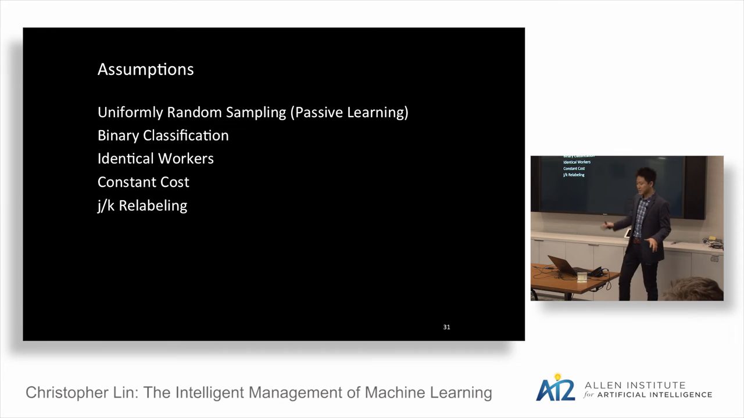But first of all, I want to make clear what the assumptions we're making are. So we're going to be doing uniformly random sampling, which means that we're doing passive learning. We're not going to be intelligently picking which examples to label. We're doing binary classification tasks. All our workers will be identical. They all have the same accuracy. We're going to have constant cost, so all the labels cost the same.